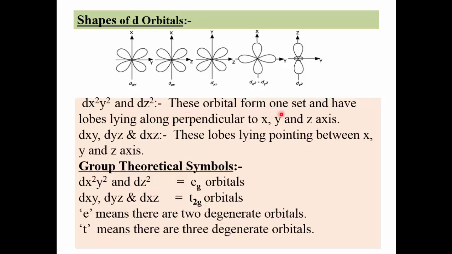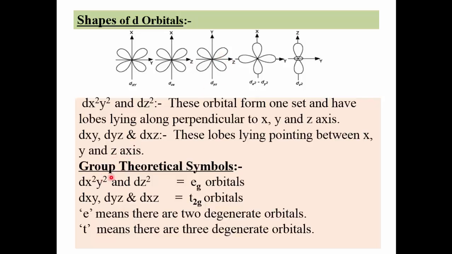These orbitals, dx square minus y square and dz square, form one set and have lobes lying along the x, y and z axes. Got it? See here, these are along the axes. While for dxy, dyz, dxz, the lobes are pointing between the x, y and z axes. See here dxy, the lobes are pointing in between the x and y axes. Here the lobes are pointing between the x and z axes. Here they are pointing in between the y and z axes.